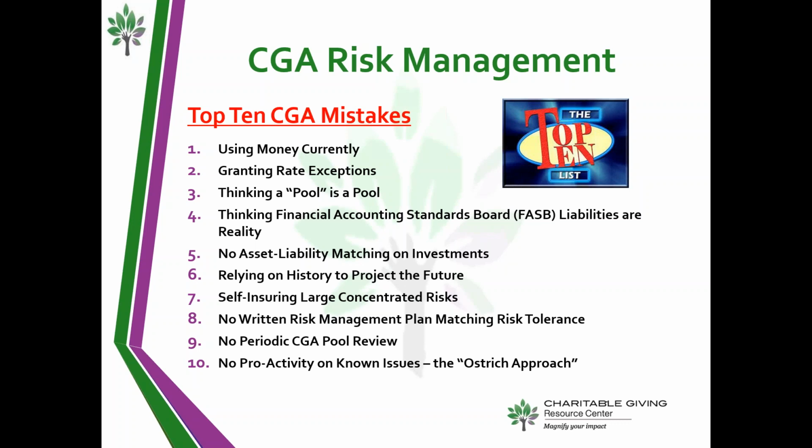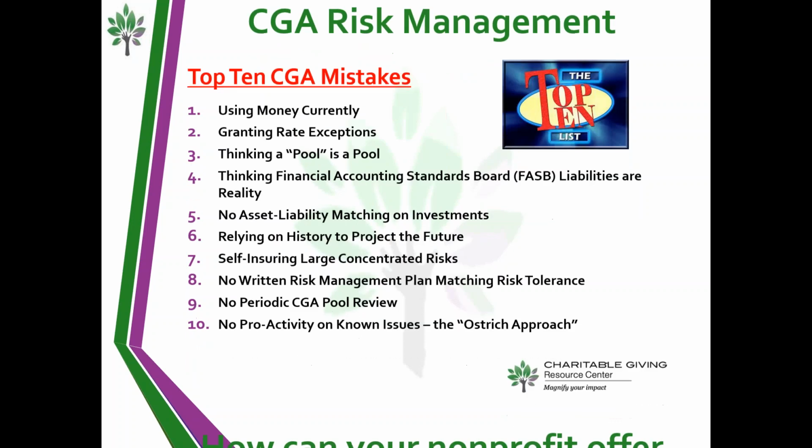Most don't periodically review their CGA pool. As a result, we call it the ostrich approach. We don't do anything with this pool of CGA funds for years, and all of a sudden we realize we're in trouble. And so we have a solution for that, especially if you haven't started offering gift annuities through your nonprofit. We have a way for you to avoid those mistakes.